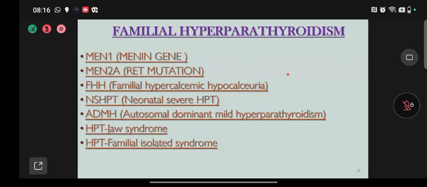Then coming to familial hyperparathyroidism, in this we have a bundle of diseases. MEN 1 syndrome, which is an autosomal dominant condition and occurs due to the menin gene. MEN 2A, an autosomal dominant condition, occurs due to the RET mutation. FHH, familial hypocalciuric hypercalcemia. NSHPT, neonatal severe hyperparathyroidism. ADMH, autosomal dominant mild hyperparathyroidism. Then the hyperparathyroidism jaw tumor syndrome and familial isolated hyperparathyroidism.